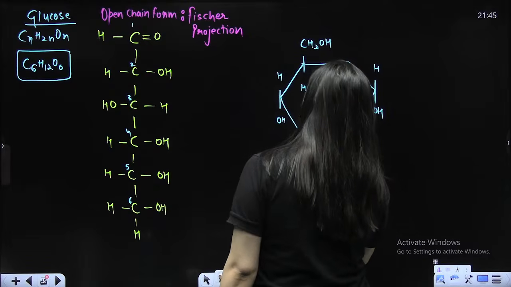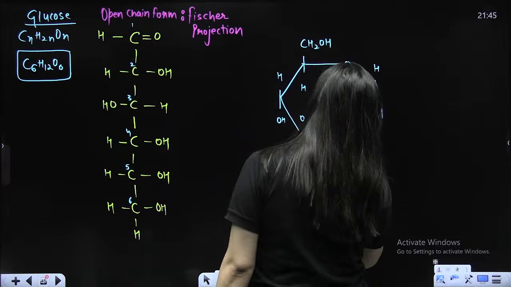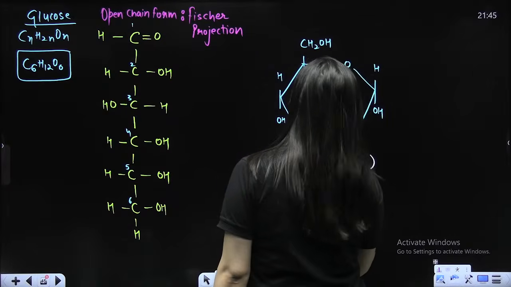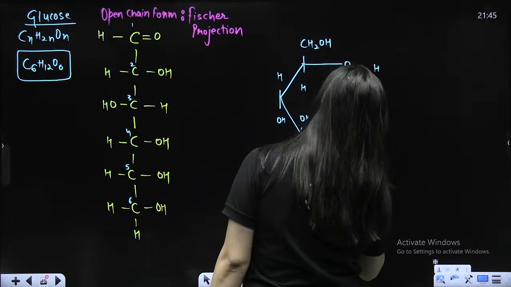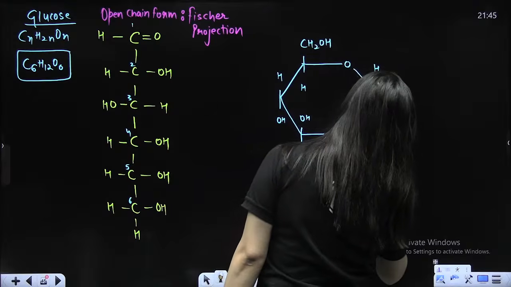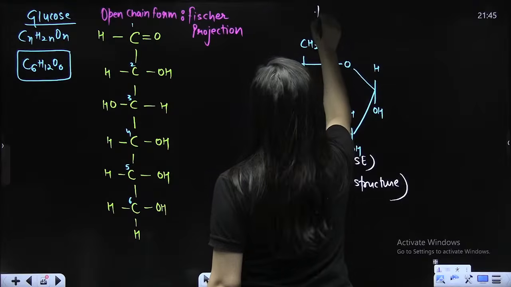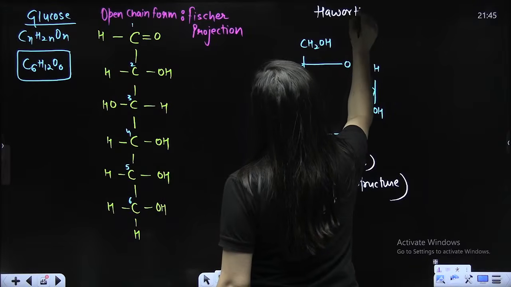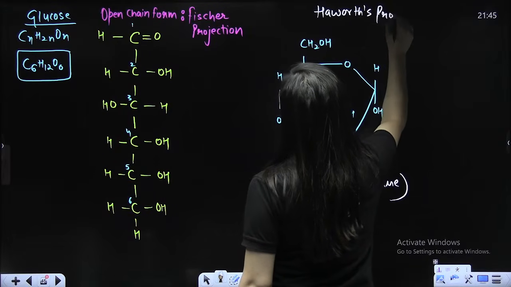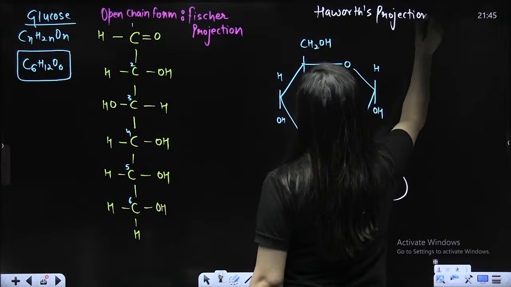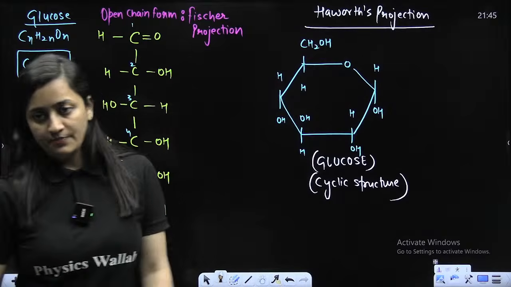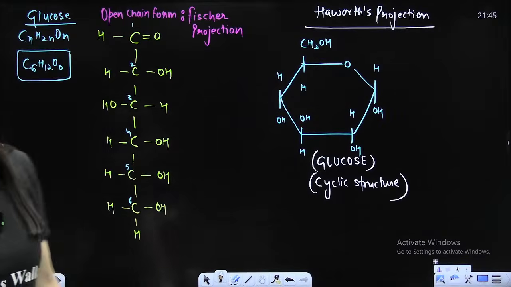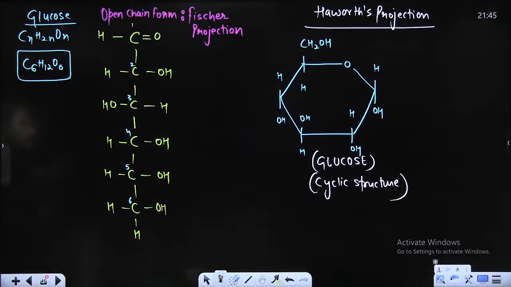So there are many if-buts that we will discuss now. This is also glucose. So it is the cyclic structure. It is known as Haworth projection. That's the terminology that you use here. And in detail, you will read about it in chemistry. So this is also glucose.